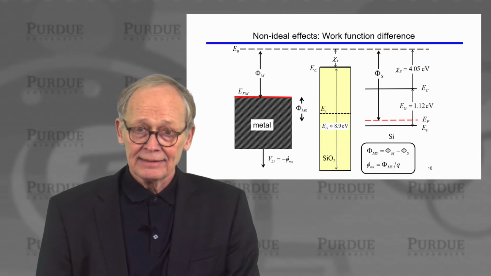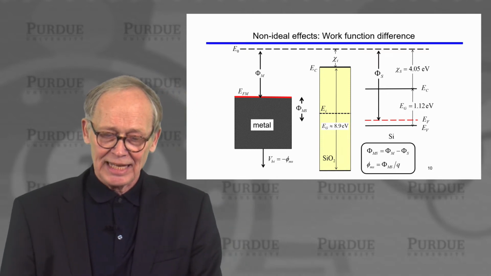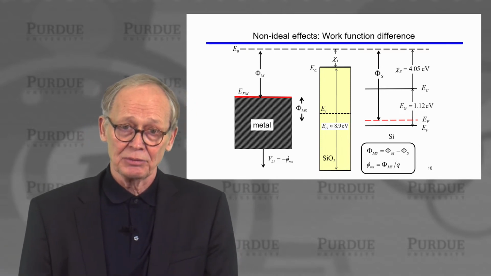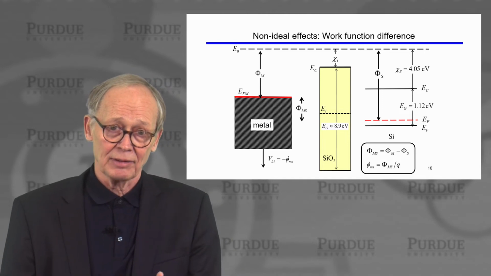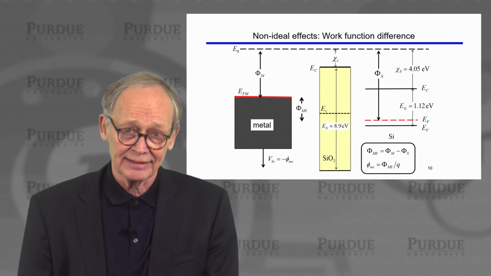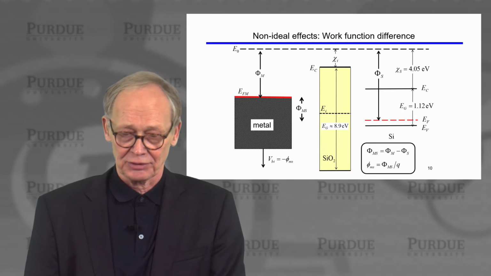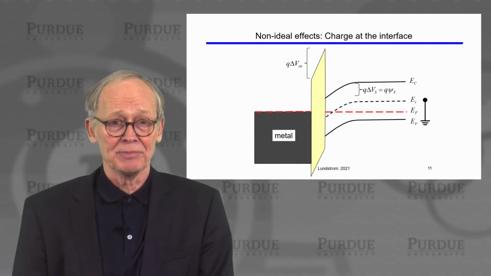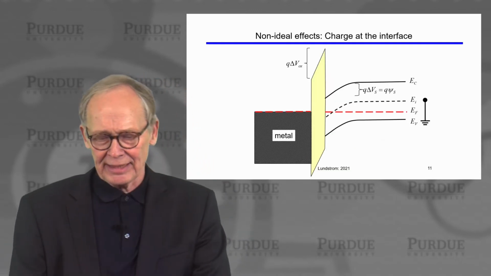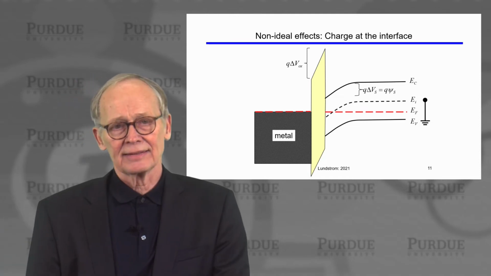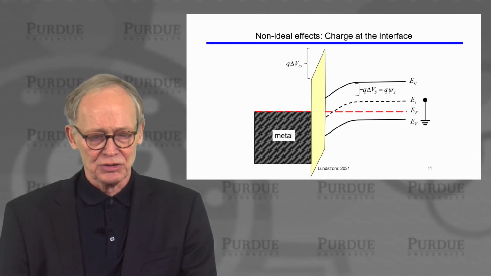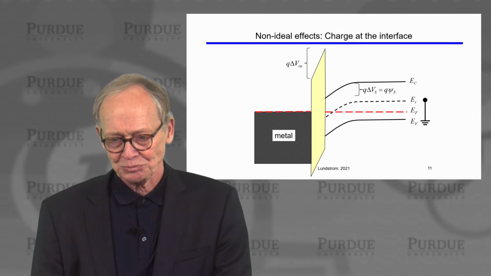What that means is that when we apply VG equals 0, we already have a built-in voltage on the gate before we've applied an external voltage. So the bands are already bent. And typically for a p-type semiconductor, we'll find that the semiconductor is depleted with no voltage applied to the gate.